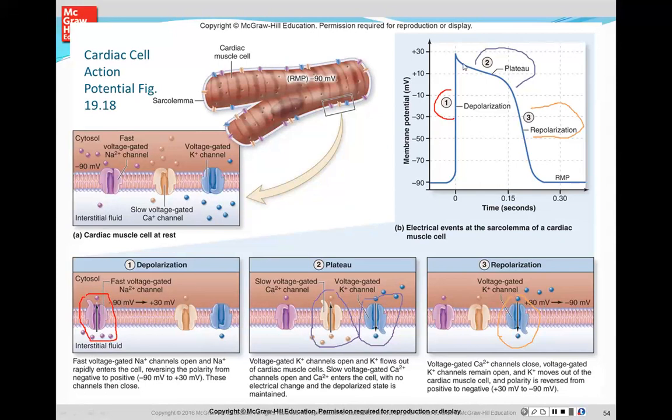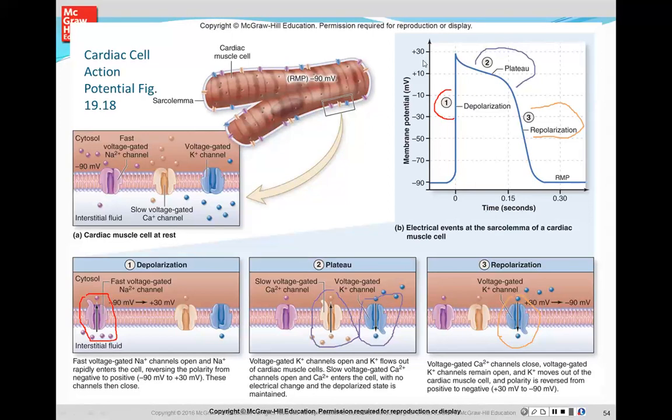And then we do something interesting. We have what's called a plateau phase. We don't repolarize straight down. We have a plateau, and the plateau in purple is really important here. The plateau starts out by special voltage-gated potassium channels opening, but they open pretty slowly. And so we get a little bit of potassium exit, positive charges leaving, which can make me become a little bit less positive.